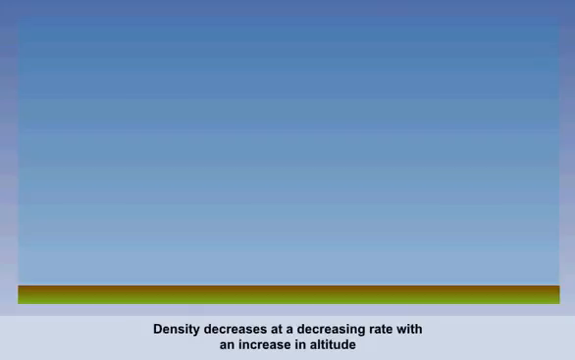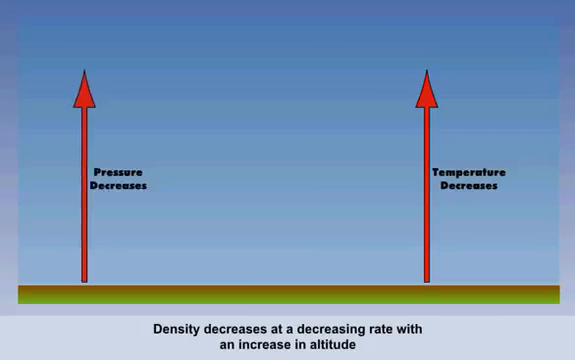Having seen the effect of varying temperature and pressure on density, let's now consider the effect of altitude on density. Here we have a conundrum. As altitude increases, temperature falls. Therefore, density should increase. But as altitude increases, pressure also falls. This causes the density to decrease. So what does happen to density with altitude?